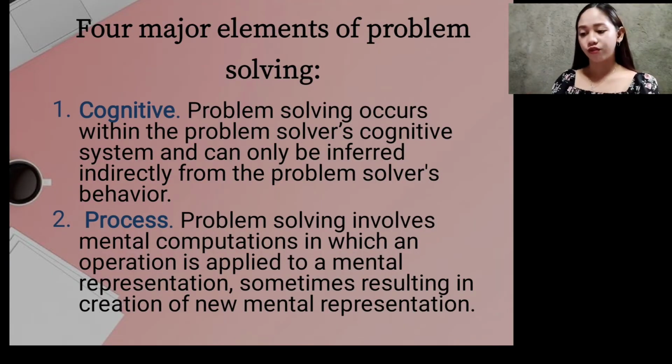Now let's move on to the four major elements of problem solving. Number one, we have cognitive. Problem solving occurs within the problem solver's cognitive system and can only be inferred indirectly from the problem solver's behavior.